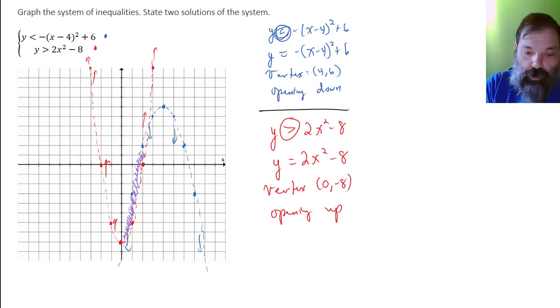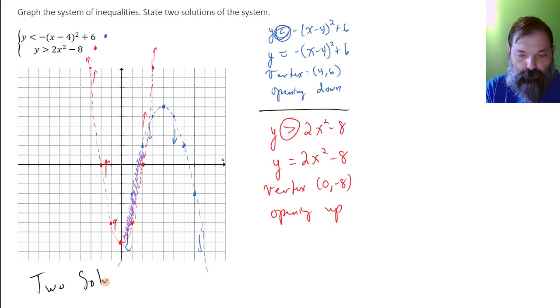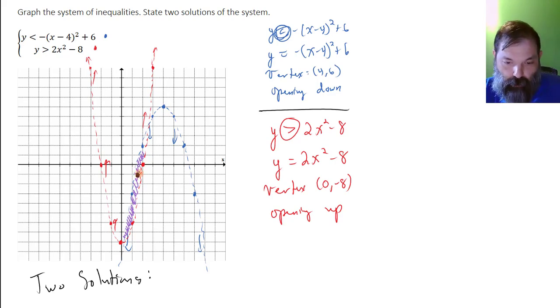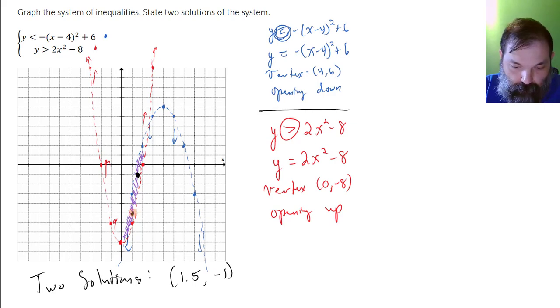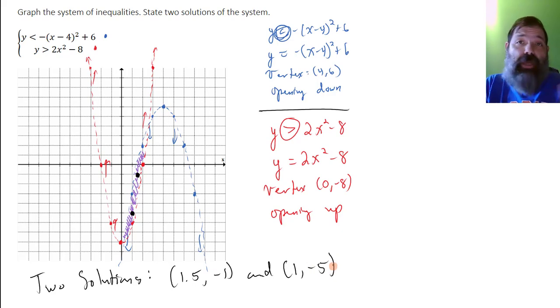And so then two solutions would be any of those shaded points, any points that satisfy both of the inequalities. So this point right here looks good. What is that? That looks to be (1.5, -1). That looks like a solution. This point right here looks good. What is that? (1, -1). And there's many, many other solutions, so those seem pretty nice. So there are two solutions of that system.